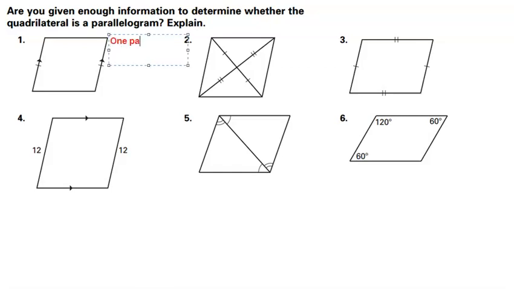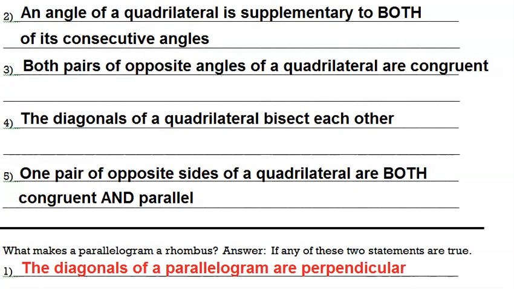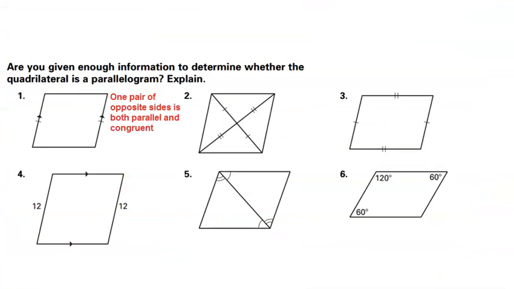Remember, if one pair of opposite sides is both parallel and congruent, we had that rule. That was actually, if you scroll up here, rule number 5. So what that means is, sure enough, we got a big old yes. That picture does represent a parallelogram.